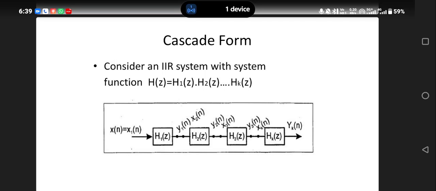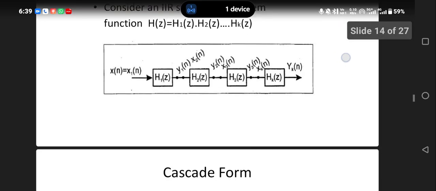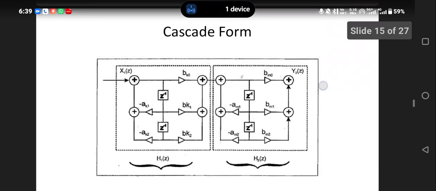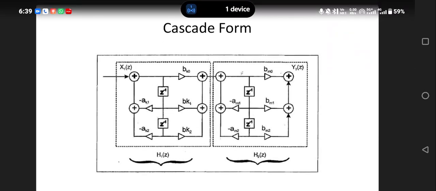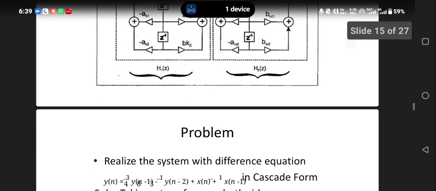Cascade form. The general function is H of z is equal to H1 of z into H2 of z into Hk of z. The general representation of cascade form is the series connection of H1 of z as well as H2 of z.